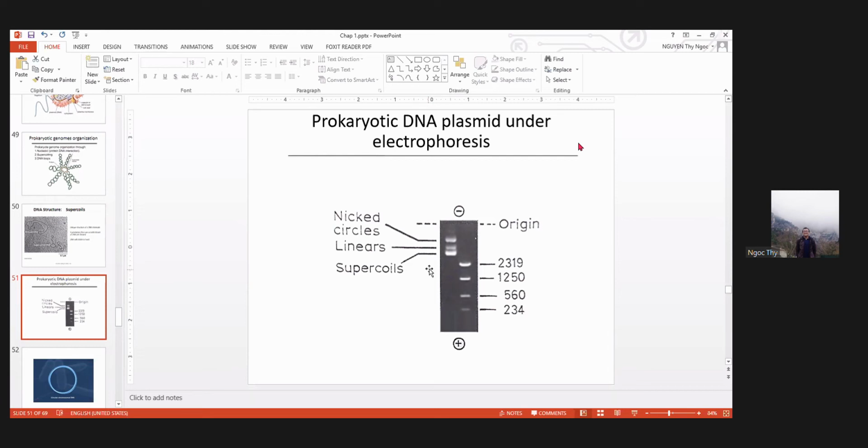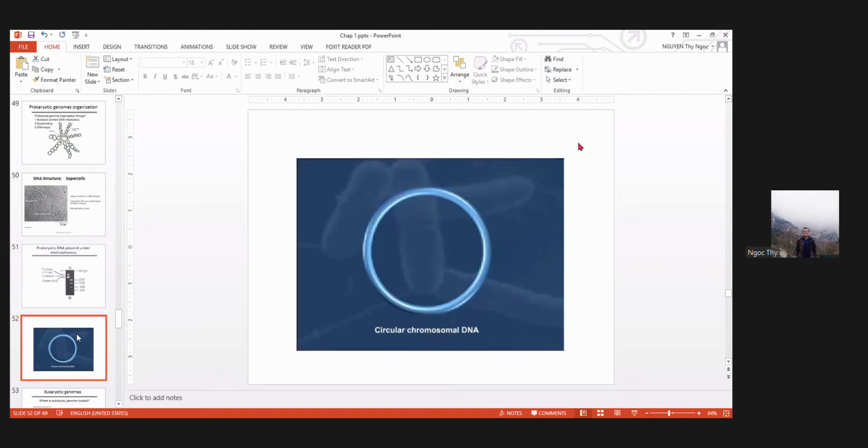Here, the DNA has different sizes, but also different states. One is supercoiled, which means it is twisted maximally, another is linear, and the other is the nicked circle. The supercoiled form moves the fastest, while the linear and nicked circle forms move slowly during electrophoresis. So let's watch an animation on how a genome in bacteria is structured.